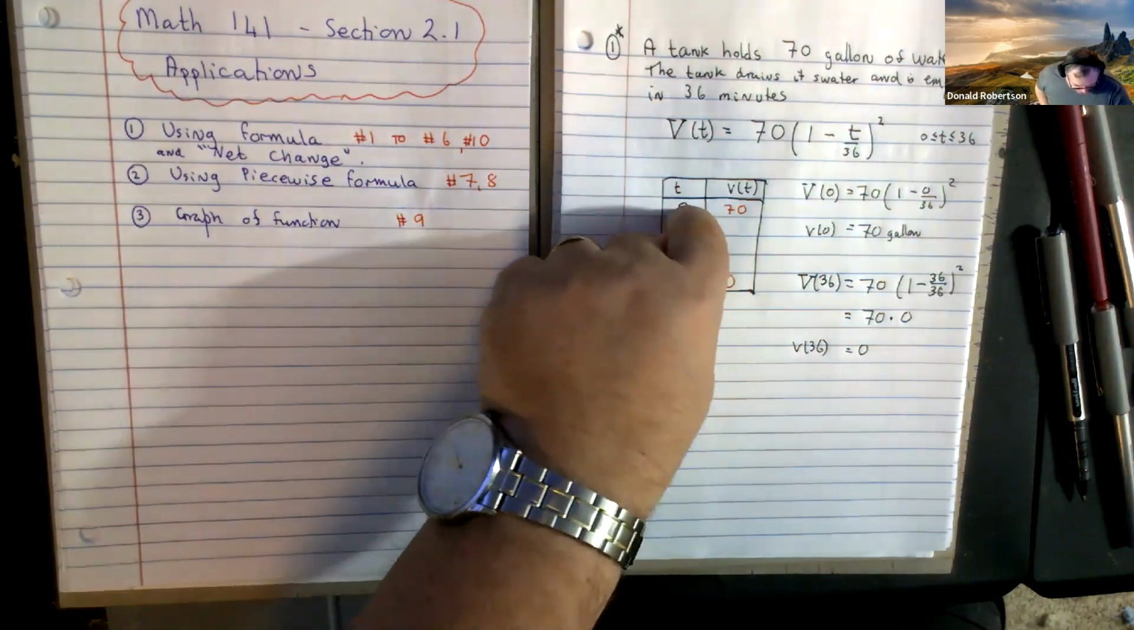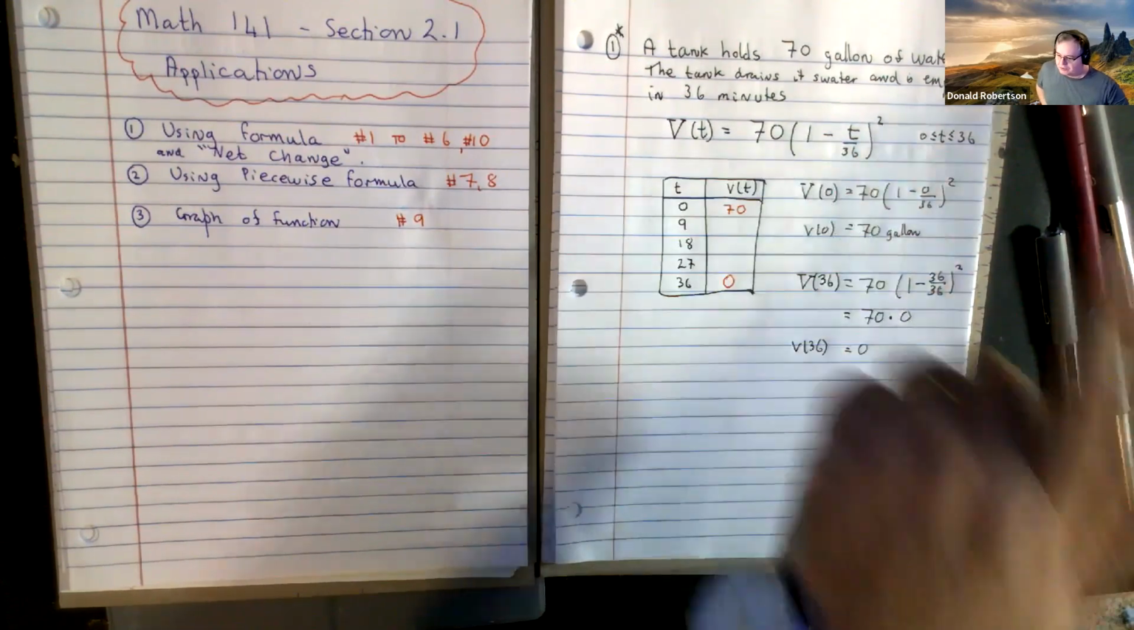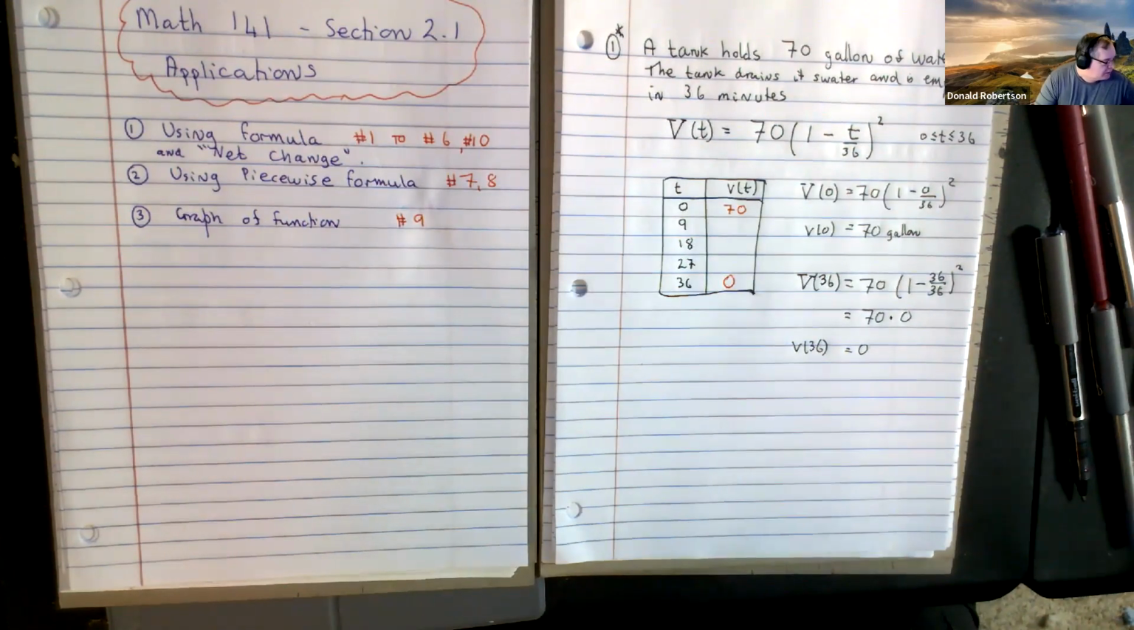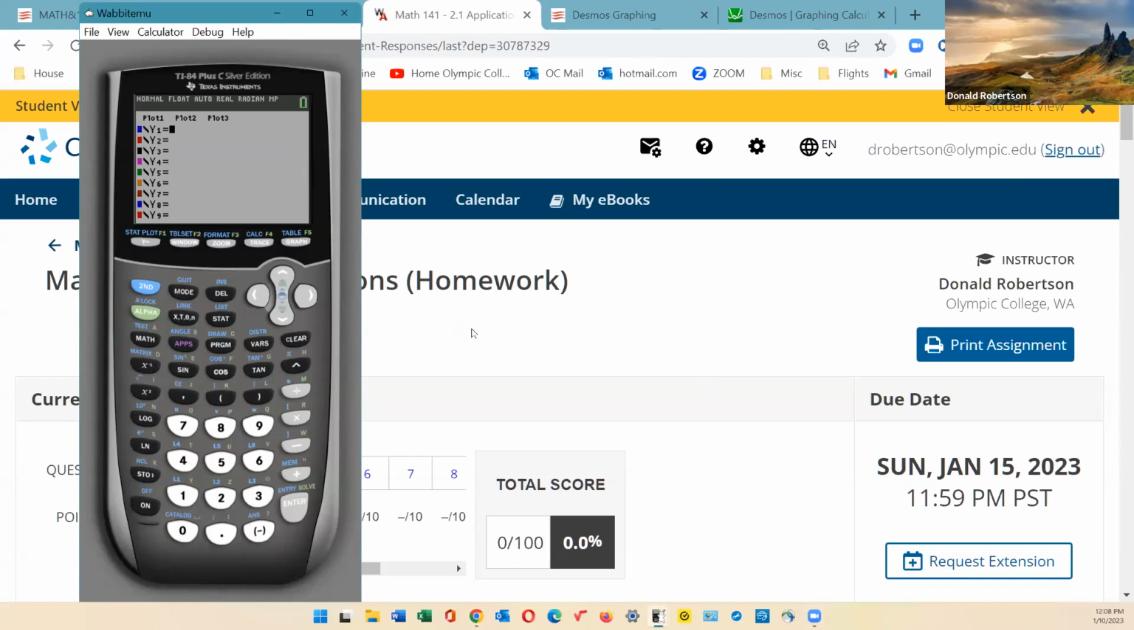Now, if I wanted to do 9, 18, and 27, couldn't I just go in here and plug in 9, plug in 18, plug in 27? Nothing wrong with that. I'm going to do it on the calculator because I'm careless. And if I do it on the calculator, I make fewer mistakes. So you go into y equals, and you type essentially the same equation with an x where a t used to go. So 70 brackets 1 take away x divided by 36.